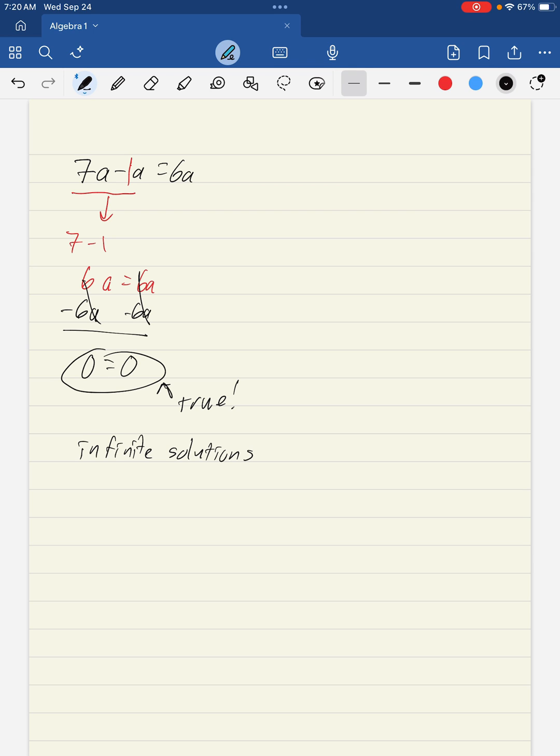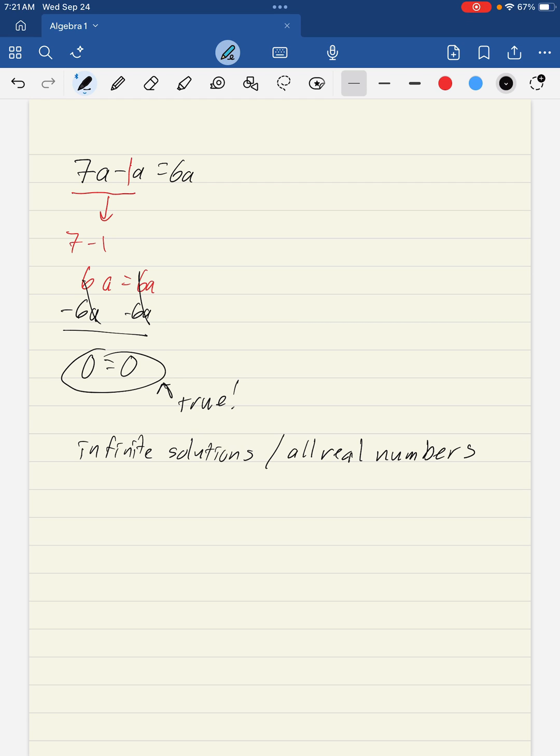Or you might have all real numbers. They're really saying the same thing. So you can just ask your teacher which one you should write. But the idea is anything that you substitute into that equation will work. Okay. Let's do another. I'll give you one more.